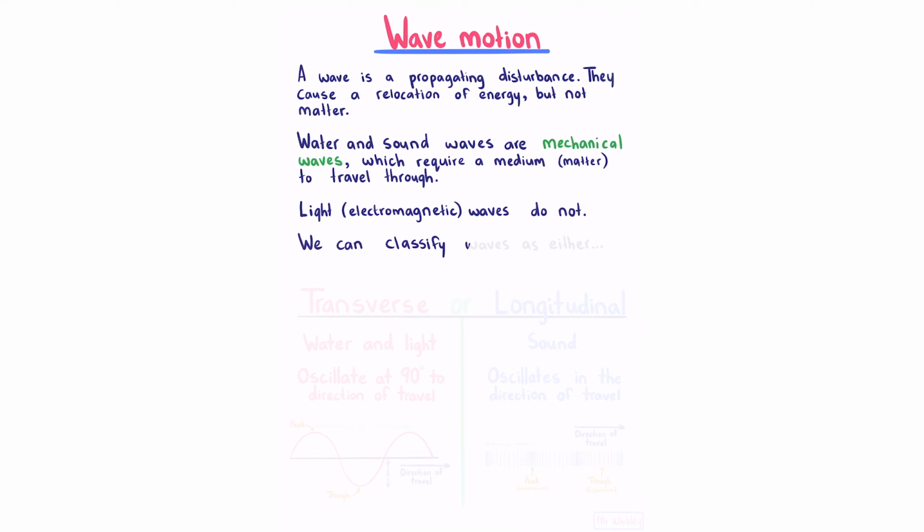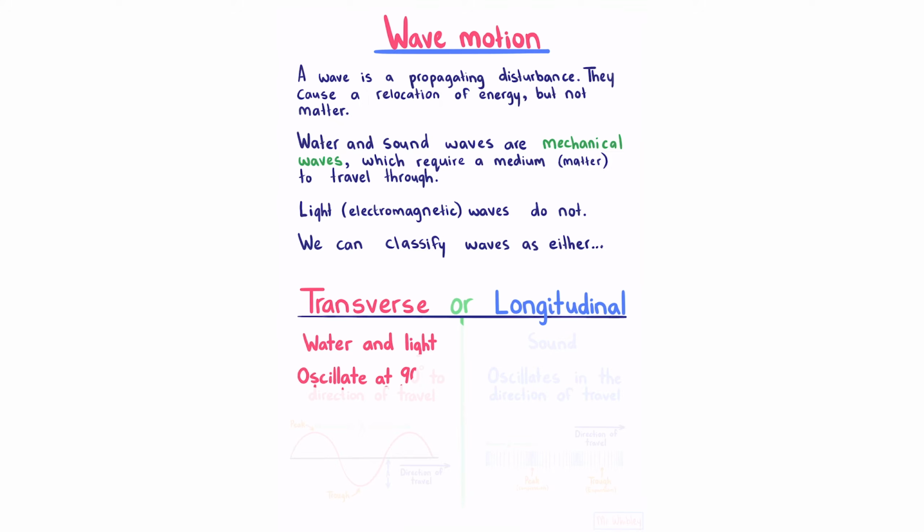We can classify waves as either transverse or longitudinal. Transverse waves, such as water and light, oscillate at 90 degrees to their direction of travel. So if our wave is traveling towards the right, we see it oscillating at 90 degrees up and down. Half the height of our wave is our amplitude A, where we have our peaks at the top and our troughs at the bottom, and our wavelength is the distance between one wave cycle.